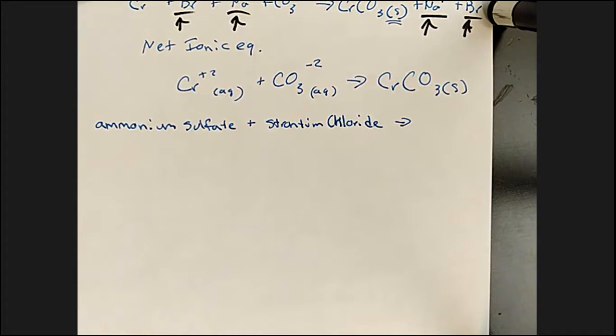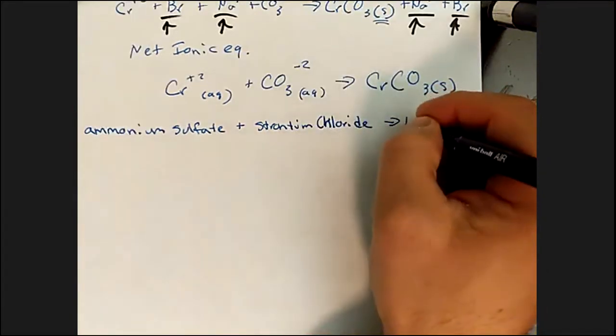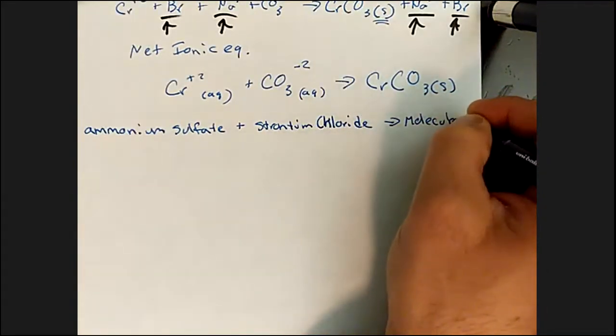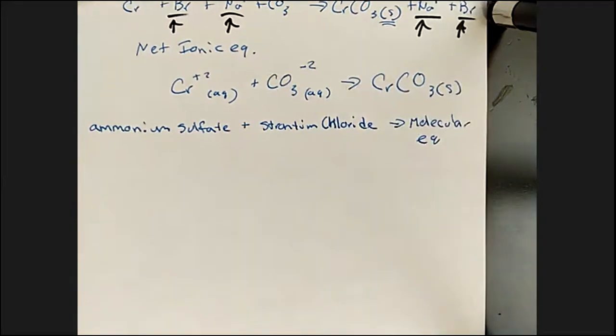So imagine doing this one in class or on a test, where I don't give you the molecule. You have to remember your nomenclature stuff. Like I said, you can see these kinds of things in homework problems. So we have ammonium sulfate and strontium chloride. Now we want to know, what is the molecular equation?